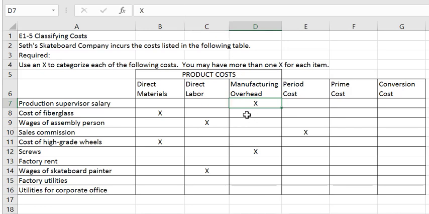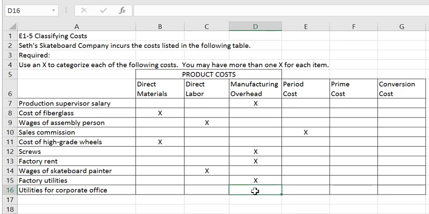Let's see. Cost of fiberglass we've got. Sales commission we've got. How about factory rent? It is part of the cost of making our products, so it goes in one of these 3 columns. And we'll stick it over here in overhead. We've already got the skateboard painter. How about factory utilities? Again, we have to have that factory in order to make the products. We've got to have utilities in order to make the products. We can't trace them directly to the product. We don't know exactly how much light or heat it took for each product. So that's manufacturing overhead.